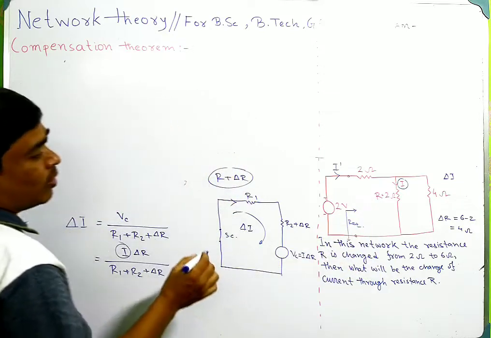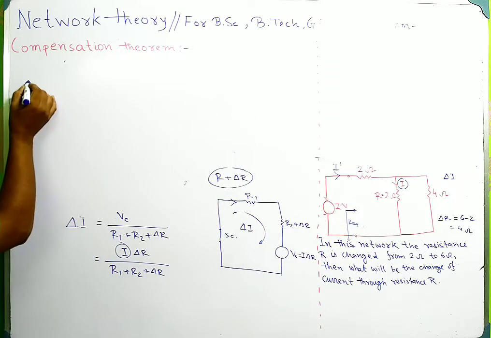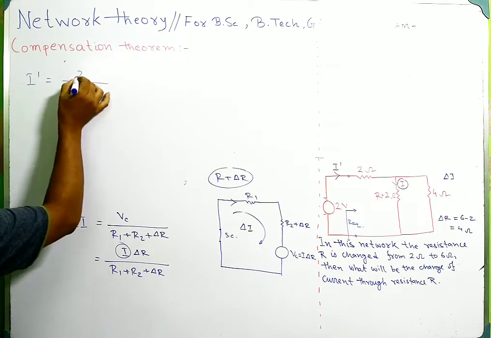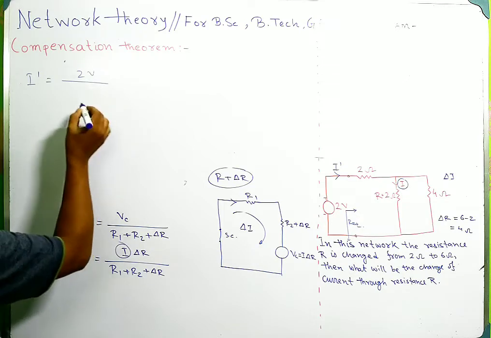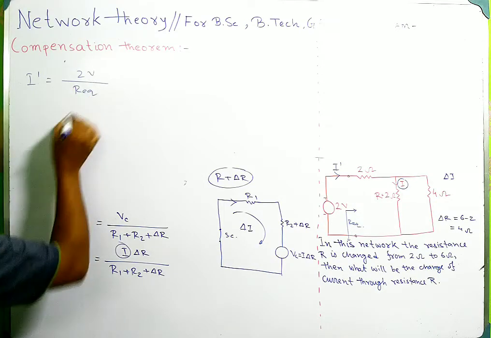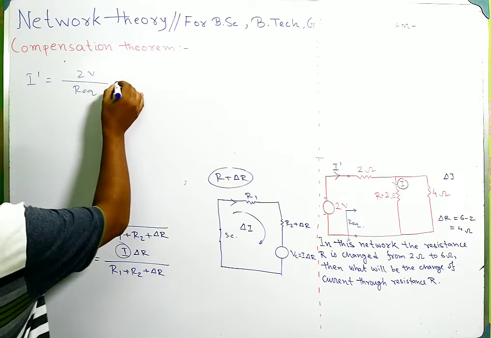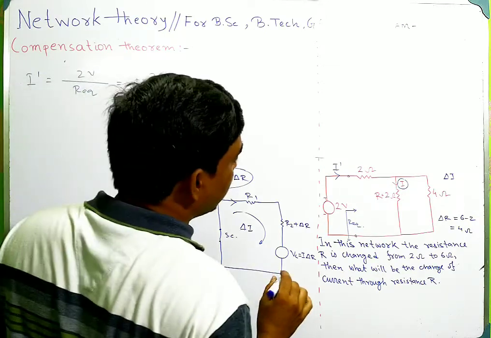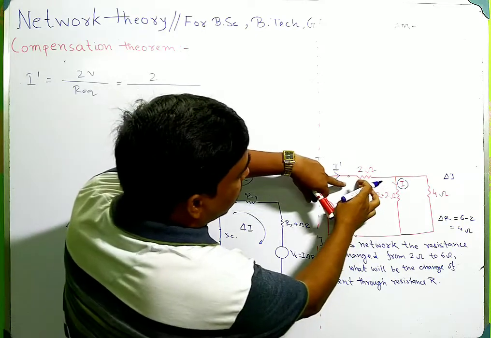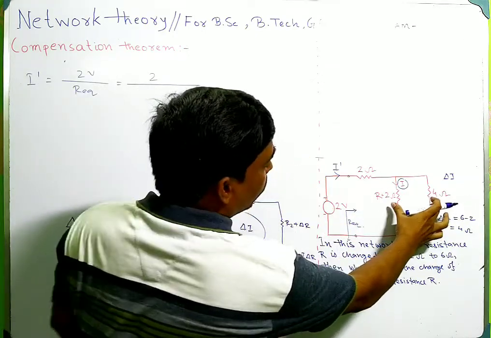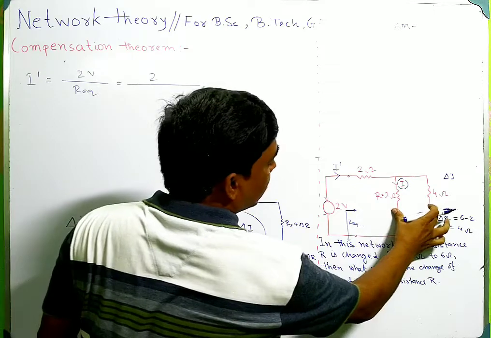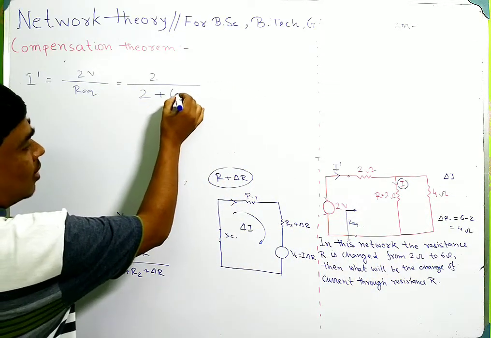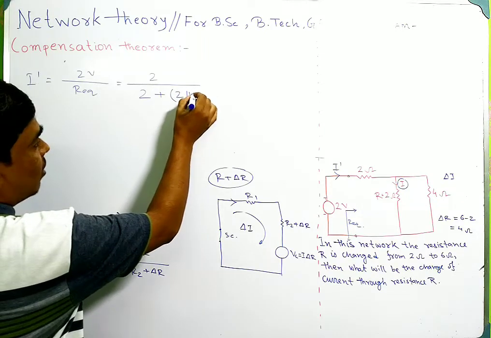So what is the current I1? I1 can be calculated as 2 volt, that is V, divided by R equivalent. So R equivalent can be calculated: this is 2 volt divided by, these two resistances are in series. That means it will be 2 plus 2 parallel 4.